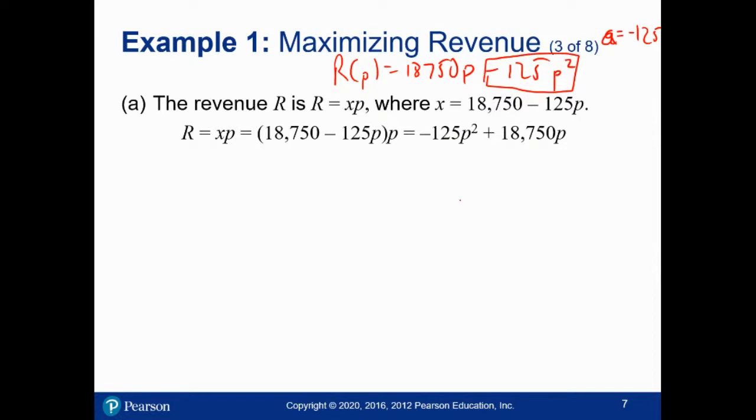Okay. So the book writes it in this sort of standard order so that you get A and you get B and you get C. So B is 18,750 and C is 0. There isn't a term without a P in it.